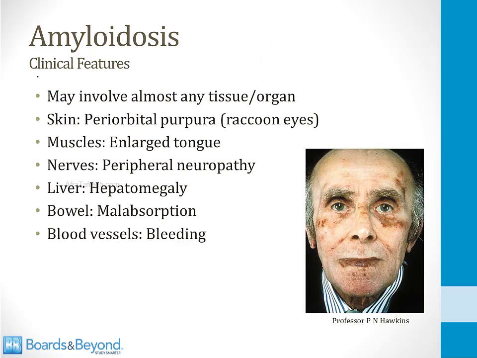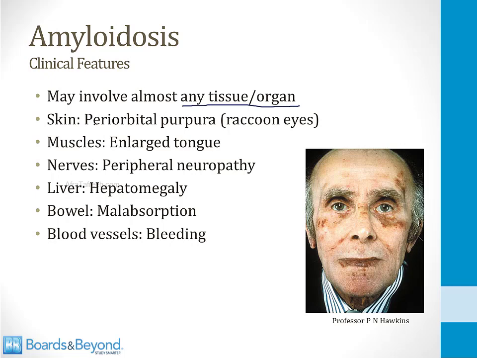Now let's talk about the clinical features of amyloidosis, and you should know that amyloidosis is famous for being a difficult diagnosis to make. First of all, it's very rare. In addition, it can involve almost any tissue or organ, and most of the symptoms look like other disorders which are much, much more common.